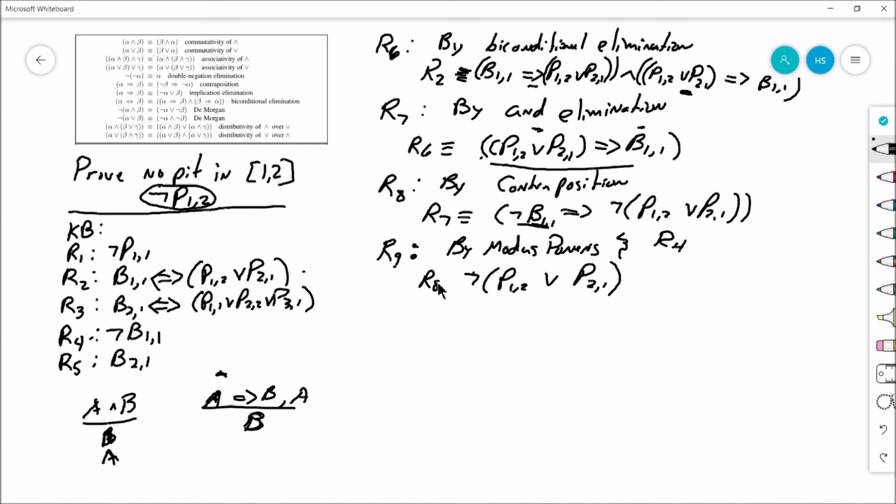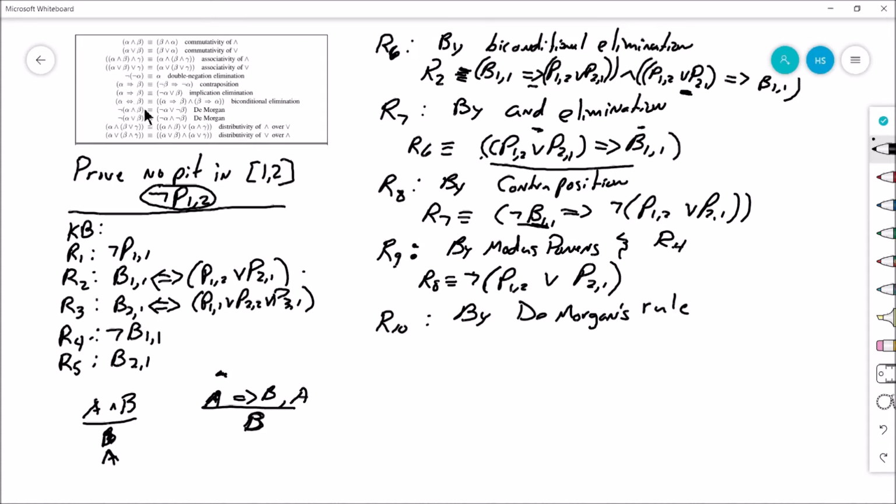So R8 is logically equivalent to not P1,2 or not P2,1, by Modus Ponens and using R4, right? Then, by De Morgan's rule, we're going to get a new sentence. I'm just going to keep doing these transformations. That's all I'm doing. So by De Morgan's rule, you can see De Morgan's up here.